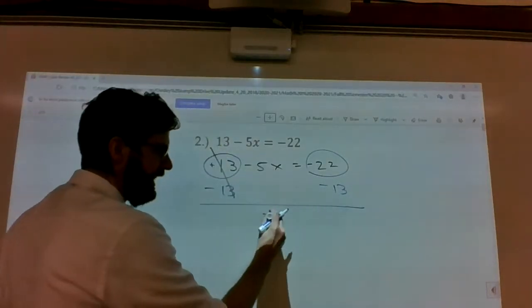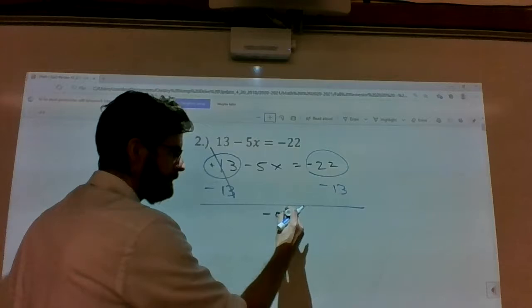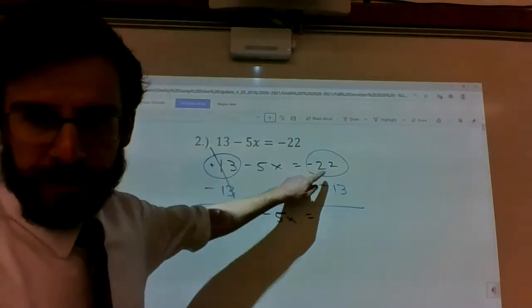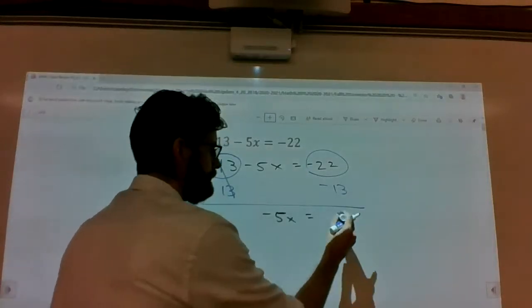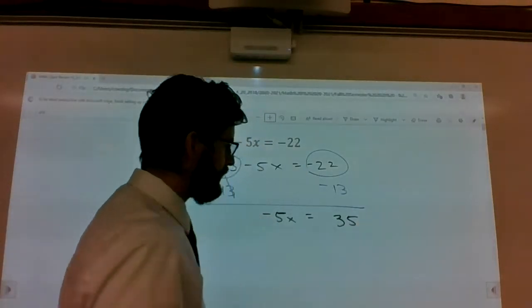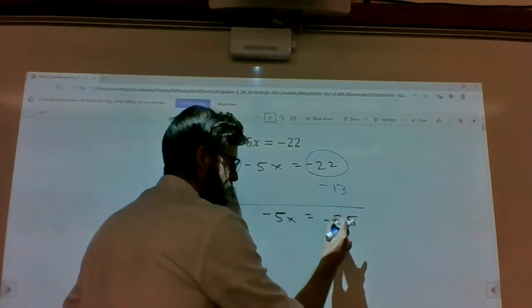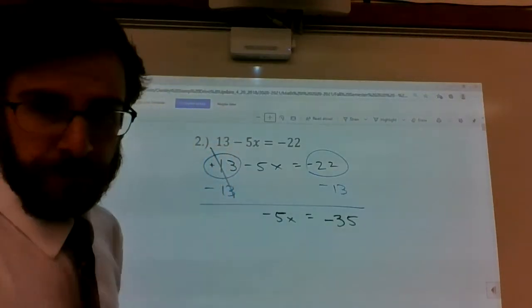0 minus 5x equals a negative 22 minus 13. Same sign means add the two. And make sure you keep the sign of it. So there's our first step.